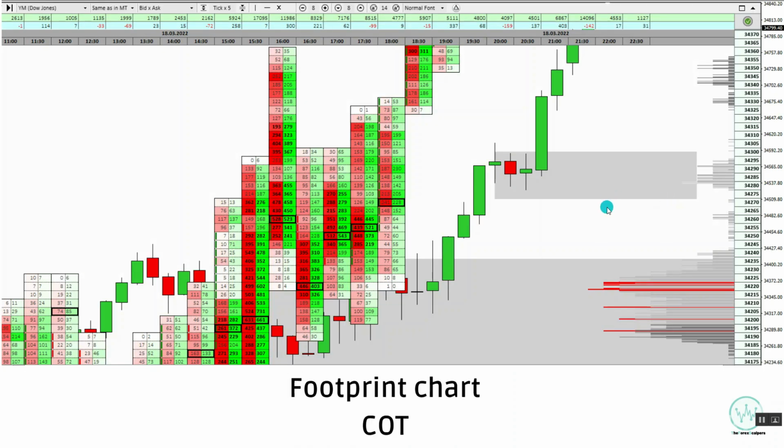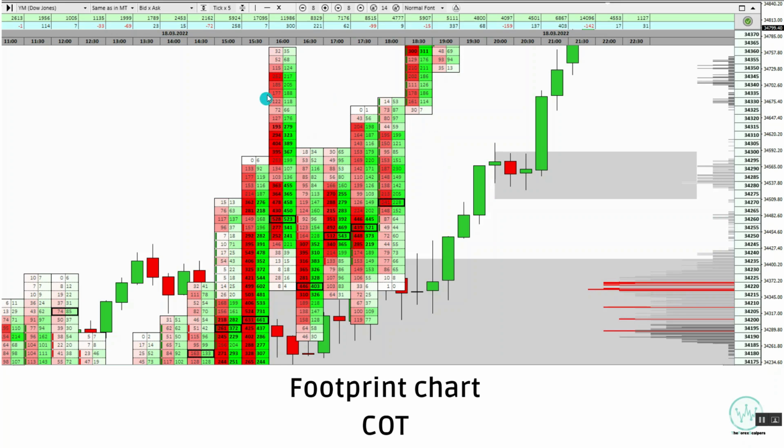In front of you, the second great tool of order flow trading, the footprint chart. The footprint chart gives you a deep insight into the institutional order flow. So you can see all the numbers in front of you. The green boxes right here are the volume. The blue boxes are the delta. I explain this in detail in the course.